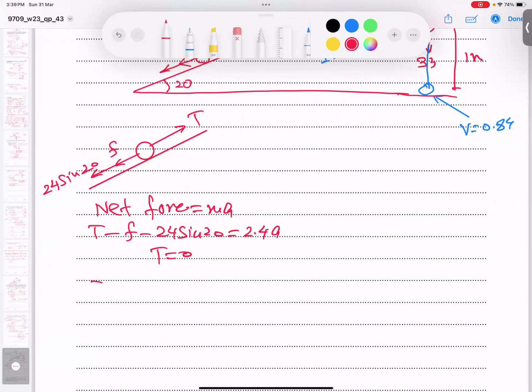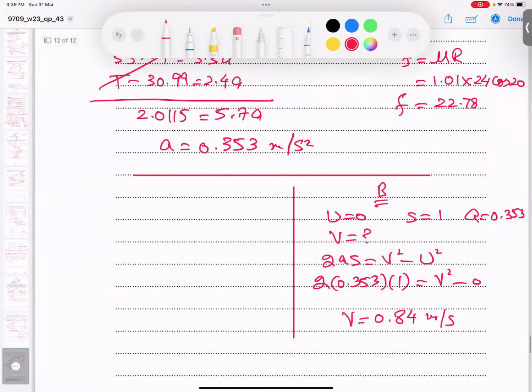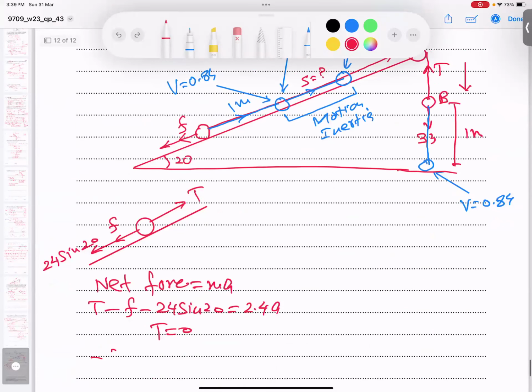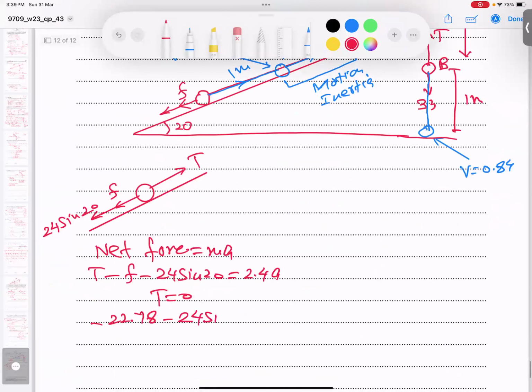So negative friction, and what is the friction value? I just found it here: 22.78, because the angle is the same, 20. That is why we can use the previous one, 22.78. And minus 24 sine 20, and divided by 2.4, we will get the acceleration. So negative 22.78, negative 24 times sine 20, divided by 2.4, and my answer is coming negative 12.9 meters per second squared.